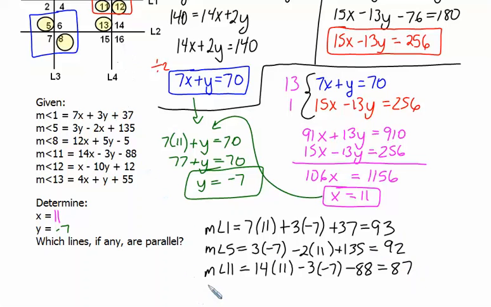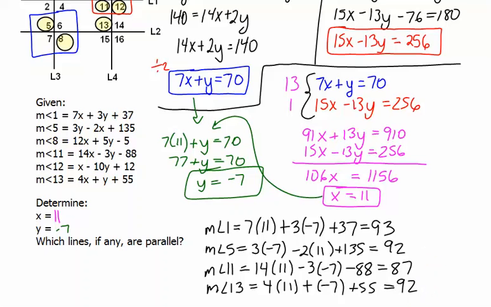And one more. Let's go with angle 13. It's the only thing we have at that vertex. So we'll get 4 times x plus y, which is a negative 7, plus 55. And type that in, evaluate it, I'm getting 92.